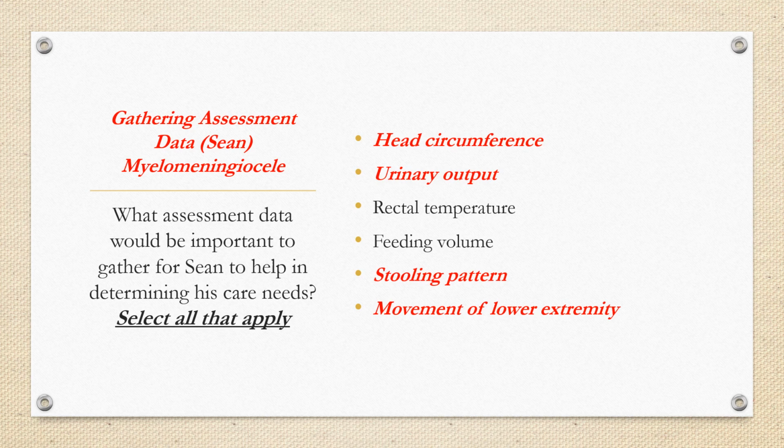Feeding volume, that's not particularly important right now. We're going to be sending him to surgery. We're not going to be concerned with how much he's eating. Stooling pattern, again that happens with the level of the deformity at the level of the spine that innervates those nerves to the GI system. So we could have a change in stooling pattern. He could even end up needing a colostomy. Movement of lower extremities, again with our nerve innervation, and if he can move his lower extremities. So those would be pertinent: head circumference, urinary output, stooling pattern, and movement of the lower extremities.